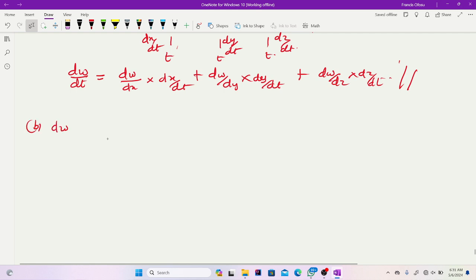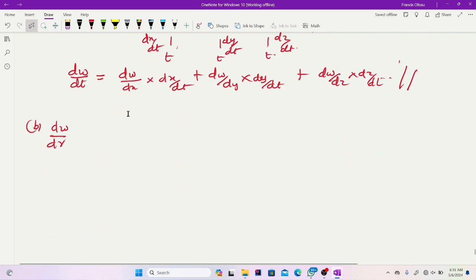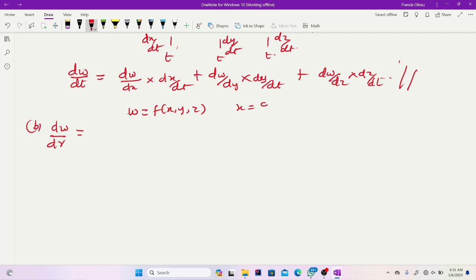So we have to find the dw over what? The dr, right? Yeah, the dw on the dr. So let me give you the function from my side. The function W is given as f of x, y, and z, okay? Then x is equal to g1 of s, t, and r. Y is equal to g2 of s, t, and r. And finally, z is equal to g3 of s, t, and r.